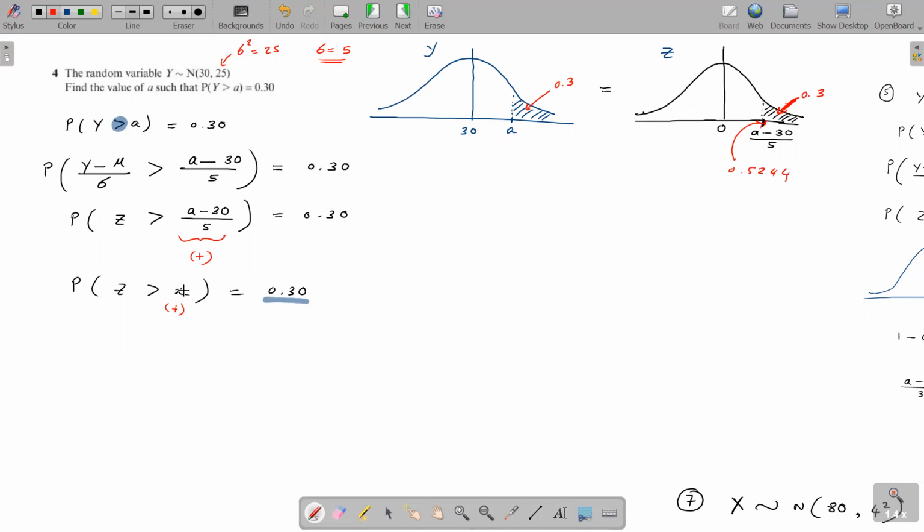So which means what? This x, or in other words, you don't need to input x here, okay? It's not actually necessary, but this is 0.5244. That's what happens at the end of the day, right? This (A minus 30) over 5 is 0.5244. So let's get the A value.